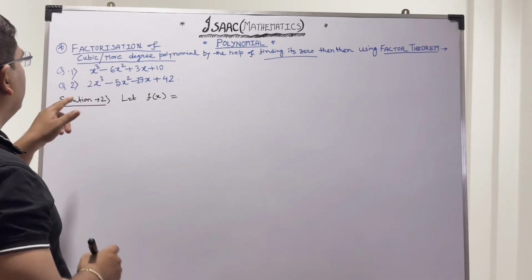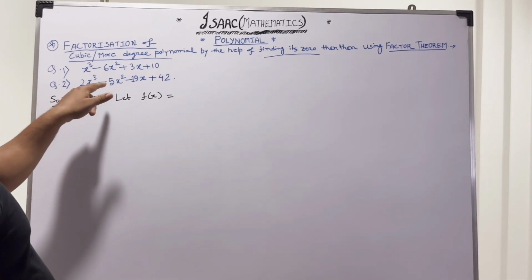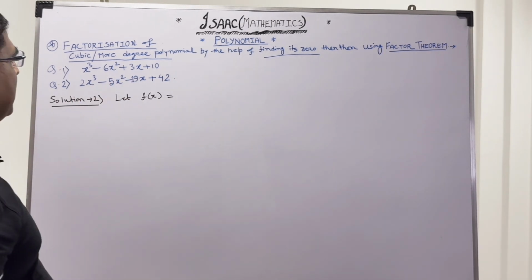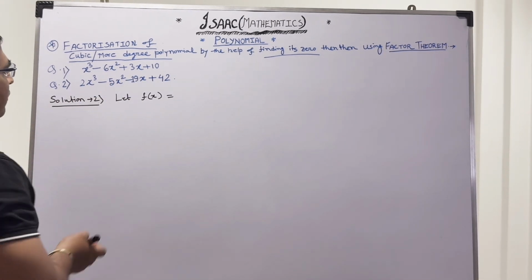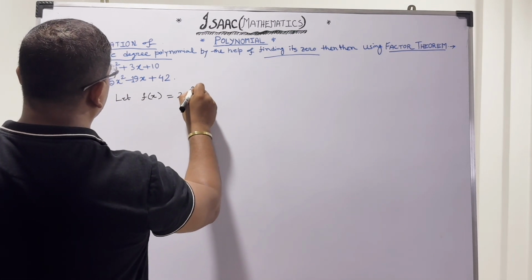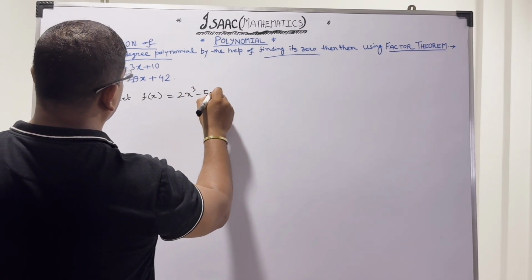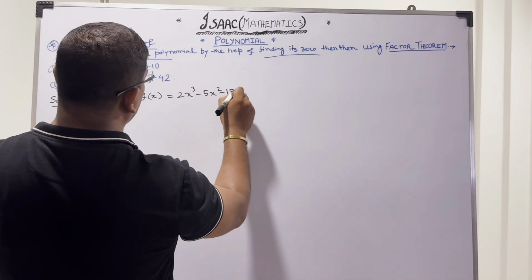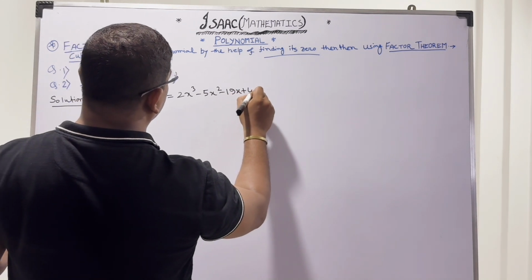So here we have to factorize 2x cube minus 5x square minus 19x plus 42. That is why first of all we let f of x equals 2x cube minus 5x square minus 19x plus 42.